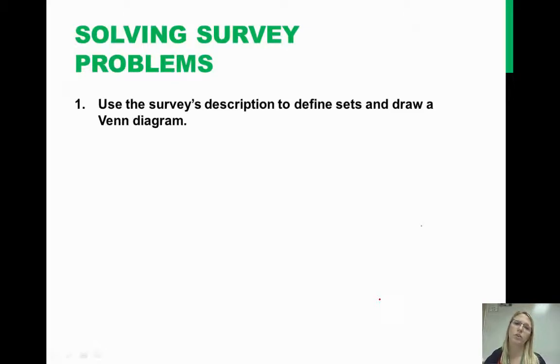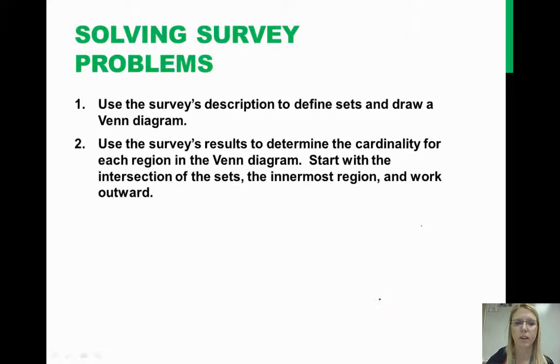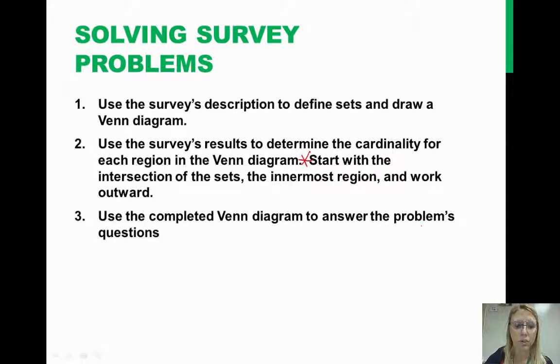So when you're solving survey problems, you need to use the survey's description to define the sets, first of all, and then draw the Venn diagram. You want to use the survey's results to determine the cardinality for each region, and here's the important part. Start at the intersection of the sets and work your way outward. Then you will use the completed Venn diagram to answer the problem's questions.